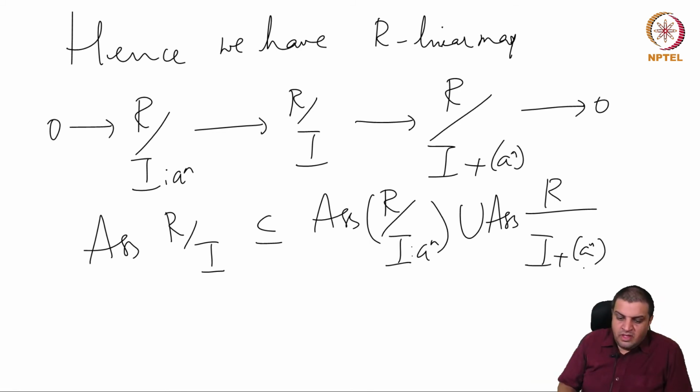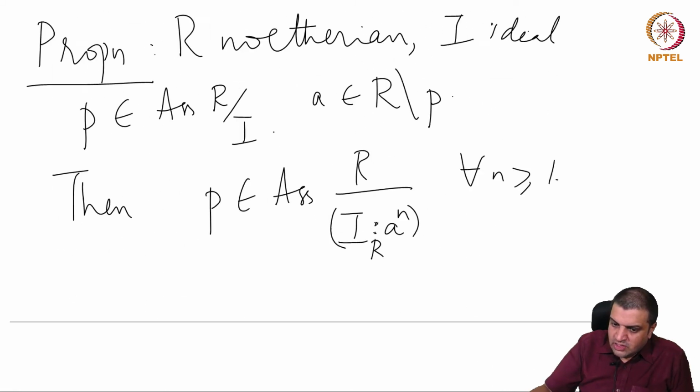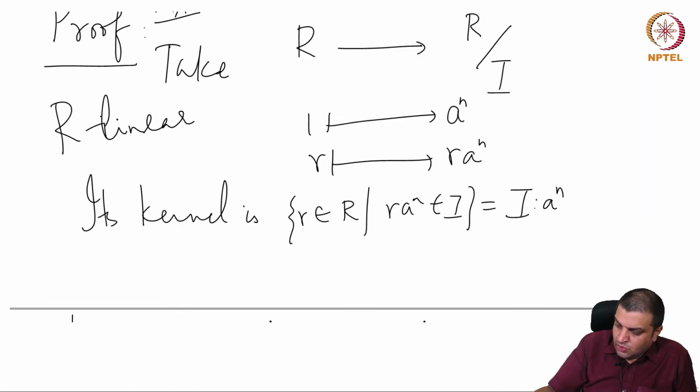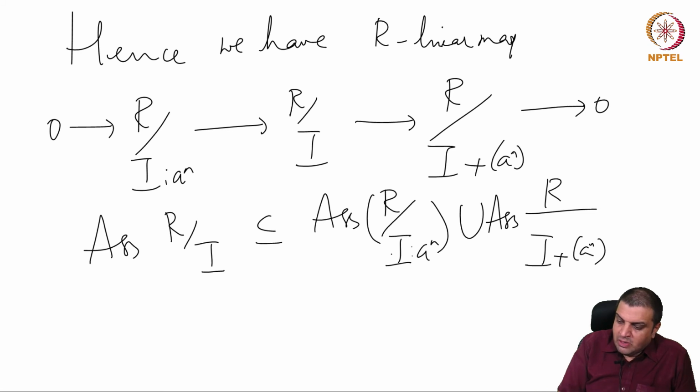Therefore, P is an associated prime of R. And P does not contain A. So, where can P belong? P can only belong here, because if P belongs here, then P would contain I and A to the n. So, it will contain A.